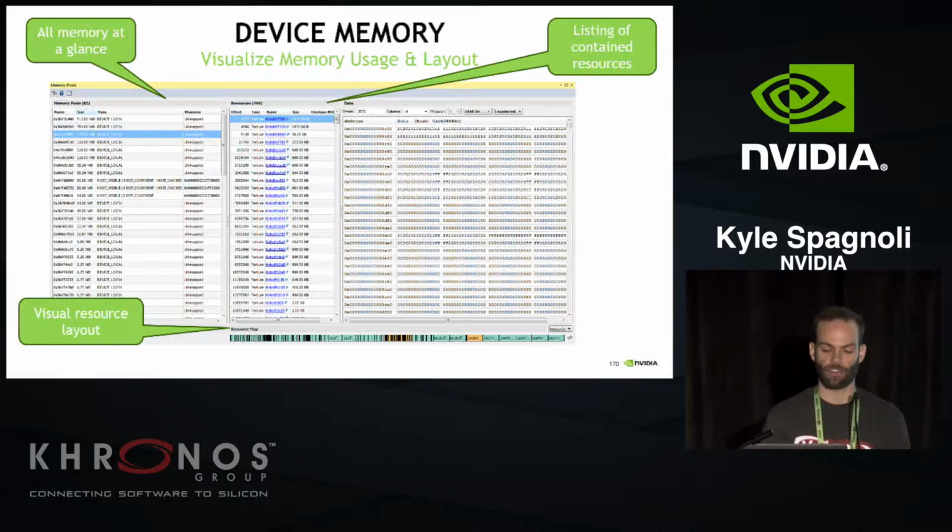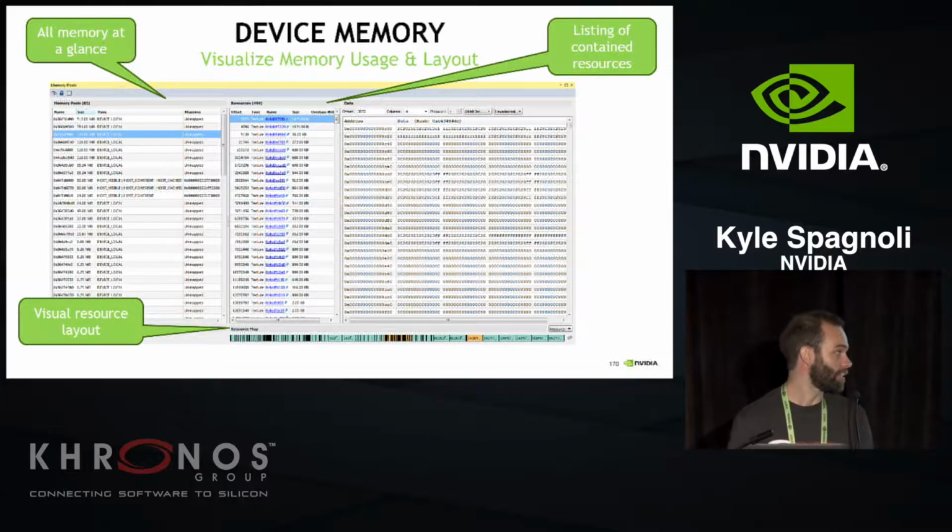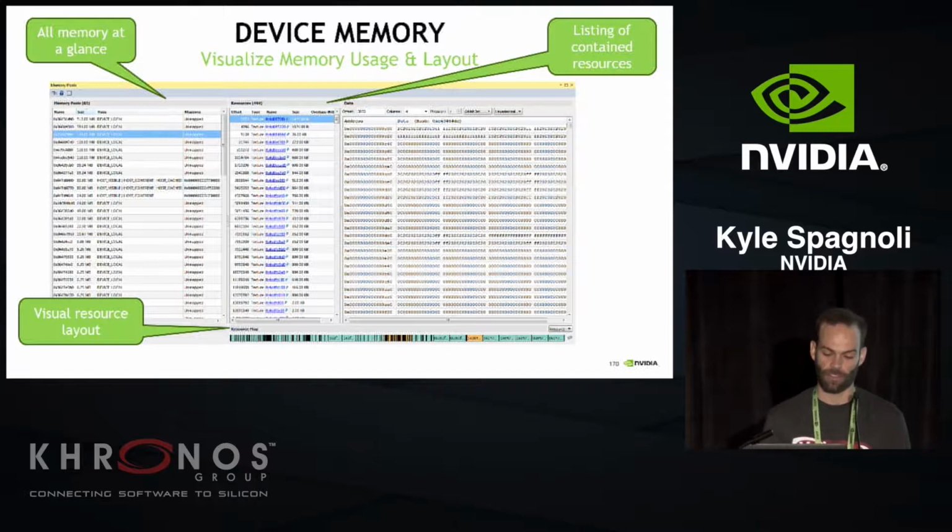And then furthermore, on the far right side, once you click on one of those resources, we give you a view into the data, and we have little tools to interpret it if you want to see it in hex or in floating point or whatnot. And then finally at the bottom, we have a neat little map that gives you an at-a-glance view of all the resources that you've placed in there, and we've color-coded it between buffers and images.